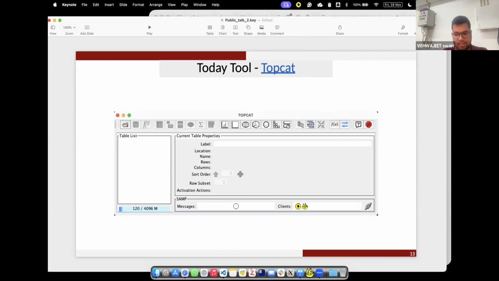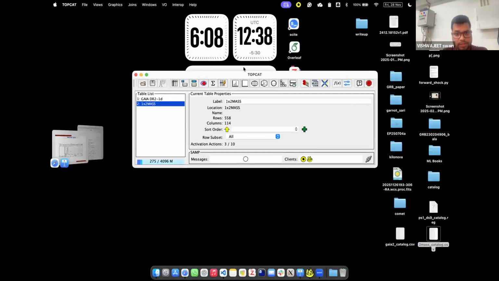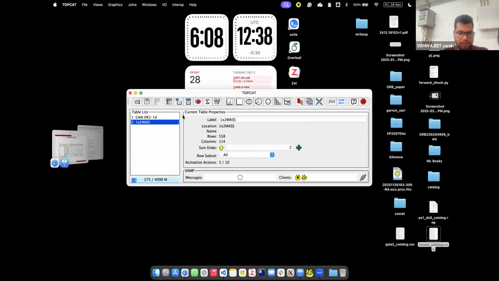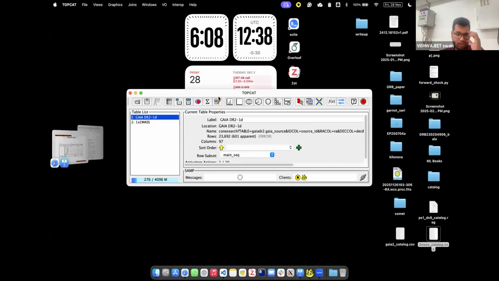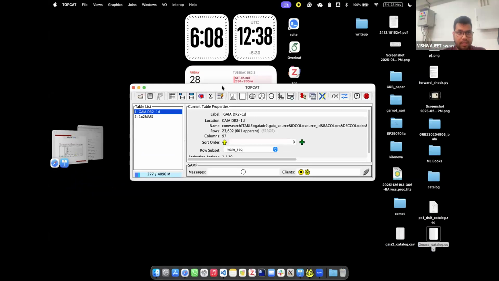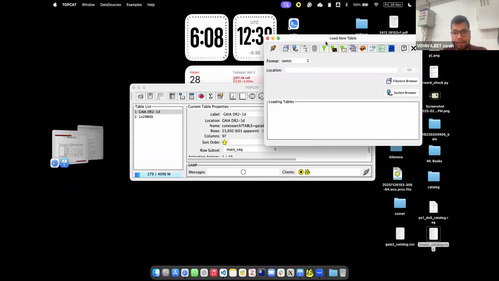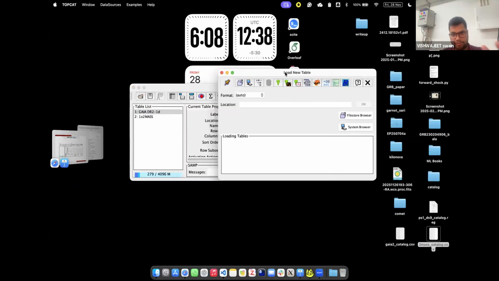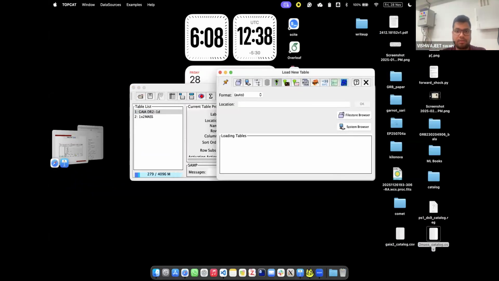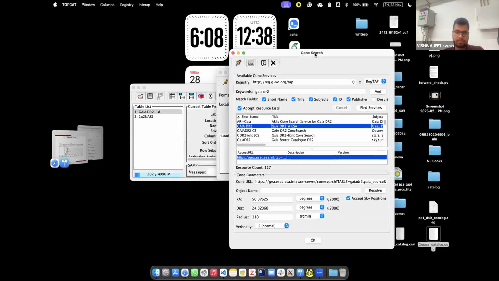Okay, so let's start with TopCat. When you open TopCat, you will see a window something like that. And then you mainly have to load the catalog first. So first go to the file and then load the table, right? A new window will open up, and here you can do the cone search. This tool will automatically query the archival service and get the table.